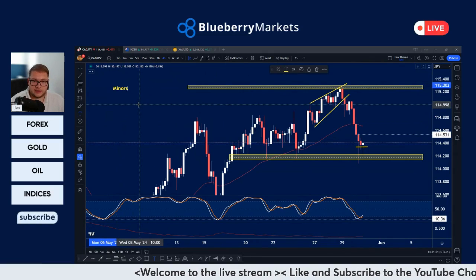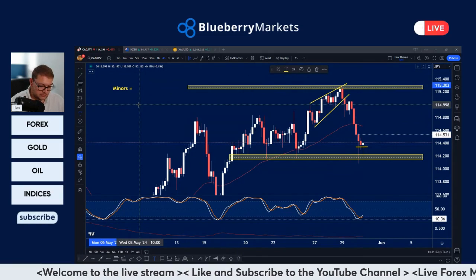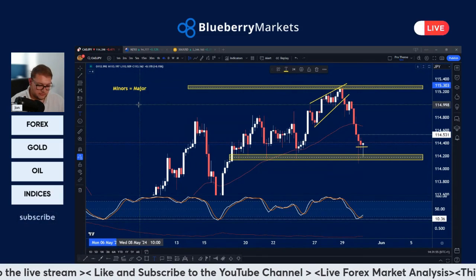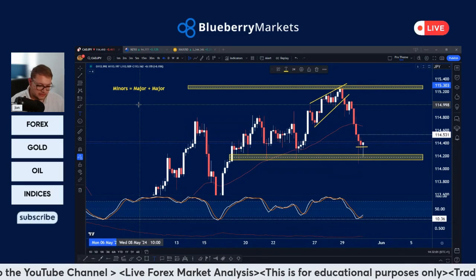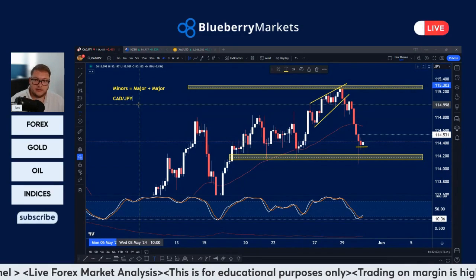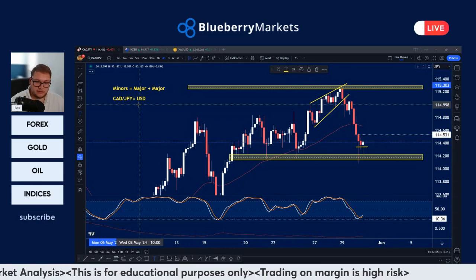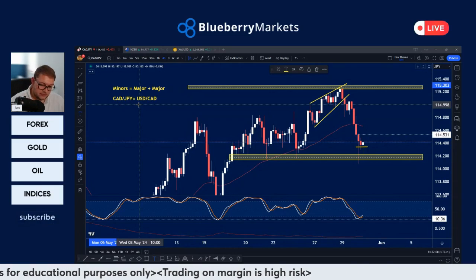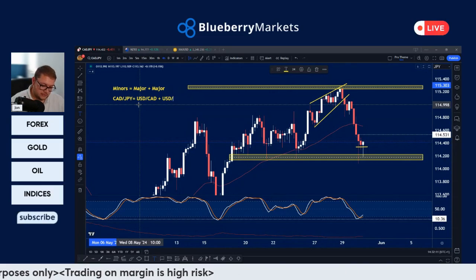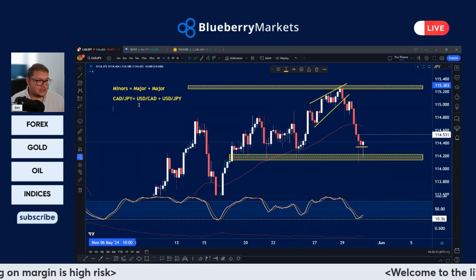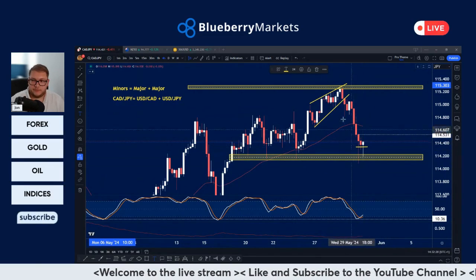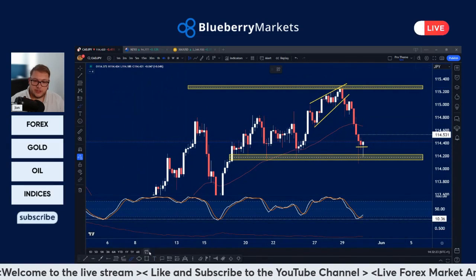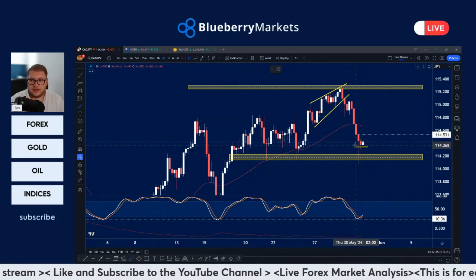So what do the minors equal? They equal a major currency pair plus a major currency pair. So in this instance, CAD yen is equal to dollar CAD and dollar yen. So what I'm essentially trying to do here is identify what's going on in these two markets to be able to go over to the minor, right? Or the cross pair, which is that CAD yen.